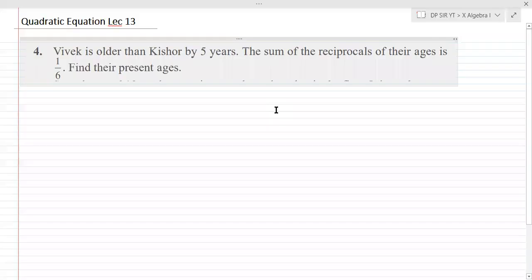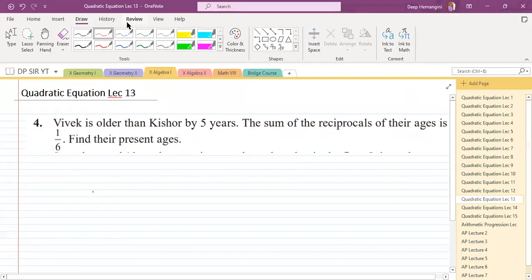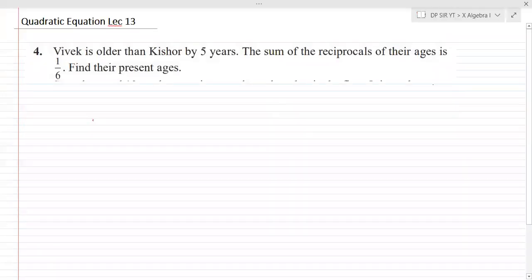We will start solving the question. Vivek is older than Kishore by 5 years. The sum of the reciprocals of their ages is 1 upon 6. Find their present ages. It looks very difficult, but it is simple. Let the present age of Kishore be x years, and Vivek is 5 years older than him, so x plus 5 years.